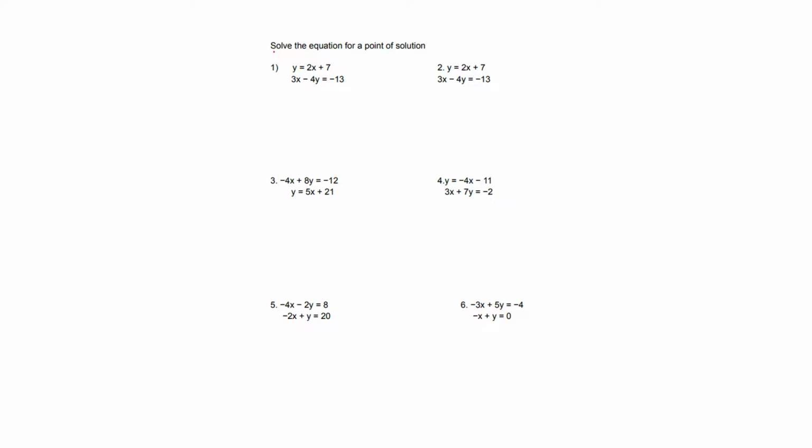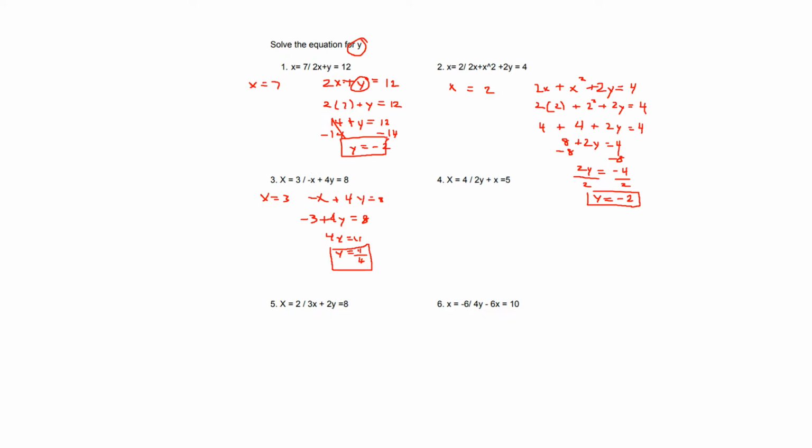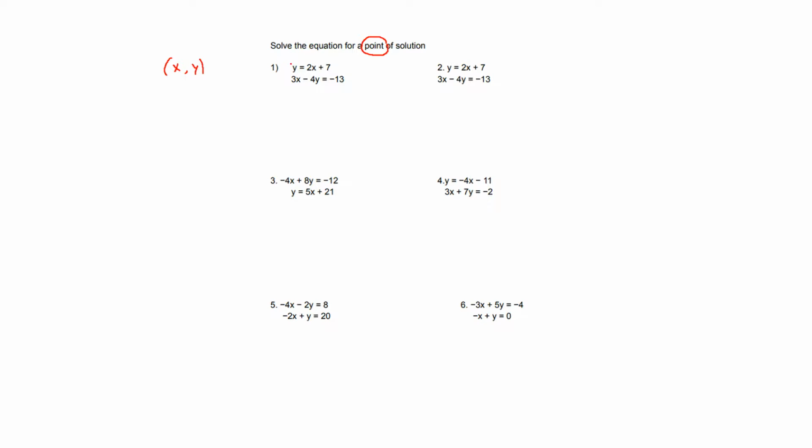Okay. The next portion, we have to solve the equation for a point of solution. And notice how they say that they're looking for a point. So we need to know both x, y. So you know both values. So for number 1, we're given y equals 2x plus 7, 3x minus 4y equals -13. So the previous section, we were given a set number for the x value, but this time we don't have it.